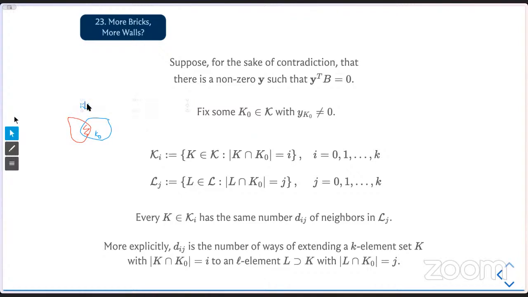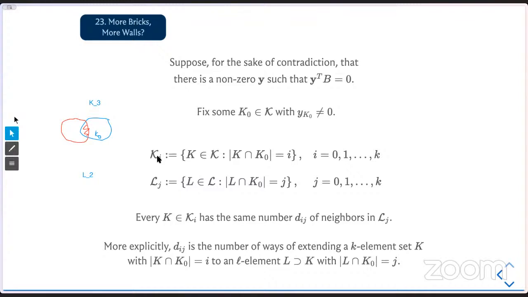and say, oops, erase everything, but I'll try and bring this back. So I'm somebody sitting in, let's say, fancy K3, right? That means that I overlap with K0 at 3 elements. Now, how many neighbors do I have in, say, L2?